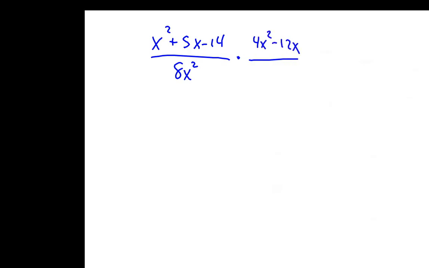So let's look at multiplying first, and then we'll look at dividing these things. Copy this one down into your notes. x squared plus 5x minus 14 over 8x squared, times 4x squared minus 12x, all over 3x plus 21.